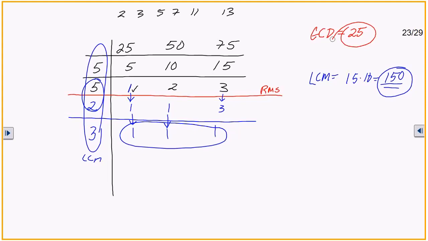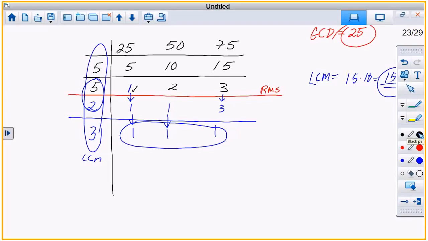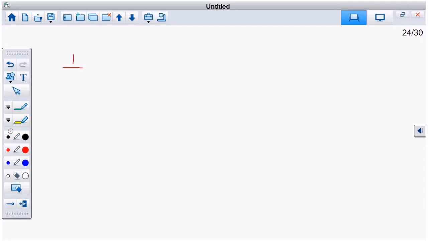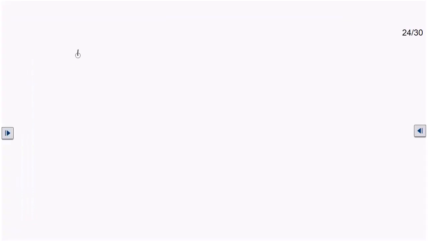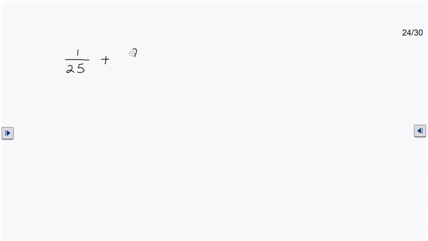Well, how does it relate to fractions? Well, I'm going to show you a couple of problems. And our next series of videos will be fractions, so you're going to get some more of this. So I'm going to show you. Here is a problem. 1 over 25 plus, well, not 3, let's go with 7 over 75.